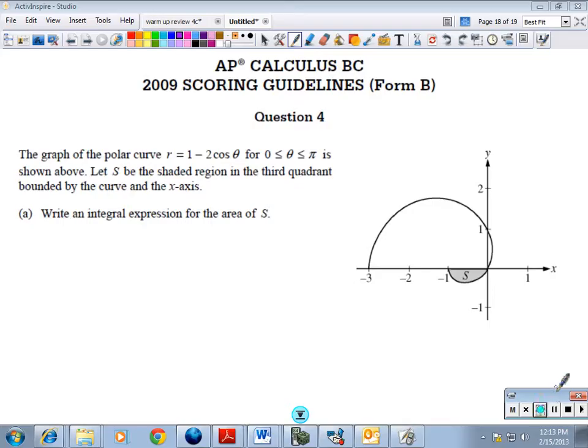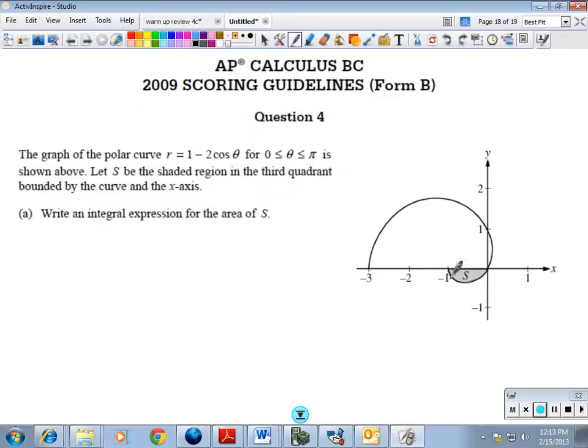Okay, today we're going to talk about a few other topics that you'll need to be familiar with for polar. So we're just going to work through the 2009 Form B, question number 4. It says the graph of the polar curve r equals 1 minus 2 cosine theta for 0 to theta is shown above, or right here. Let S be the shaded region in the third quadrant bounded by the curve and the x-axis.